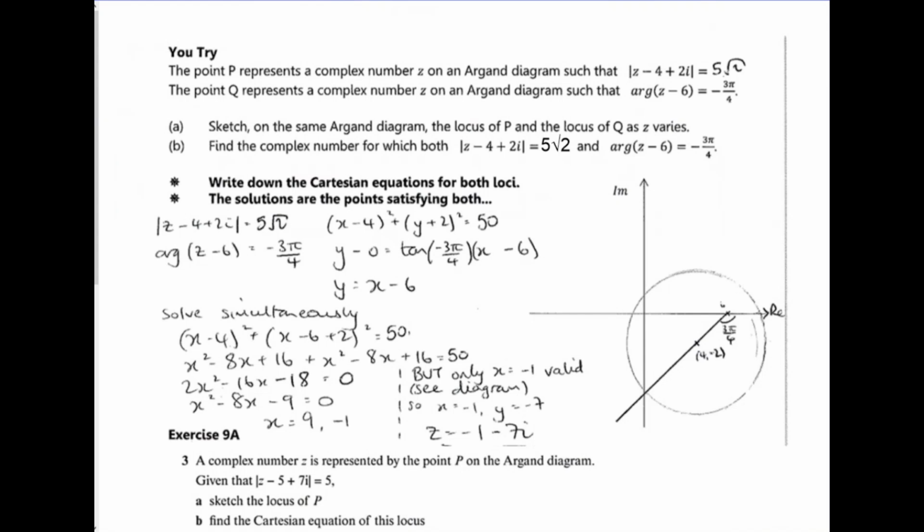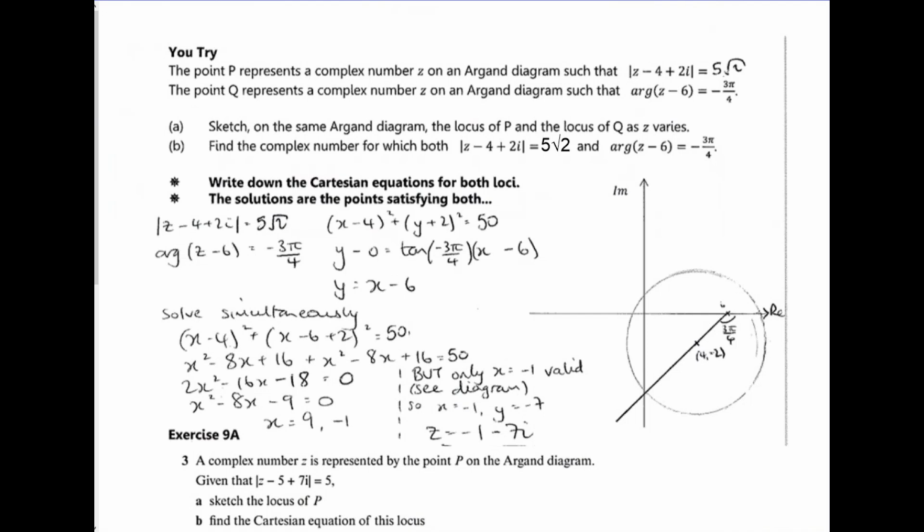So you've got a circle centered on 4 minus 2i, and radius 5√2. So you can write down the Cartesian equation of this. For your half line, remember you do tan of your angle, tan of your argument to find m, which just gives you 1 in this case. And it goes through the point 0, 6, so you can stick that in and you get y equals x minus 6. Note that that is only valid for x is less than 6.